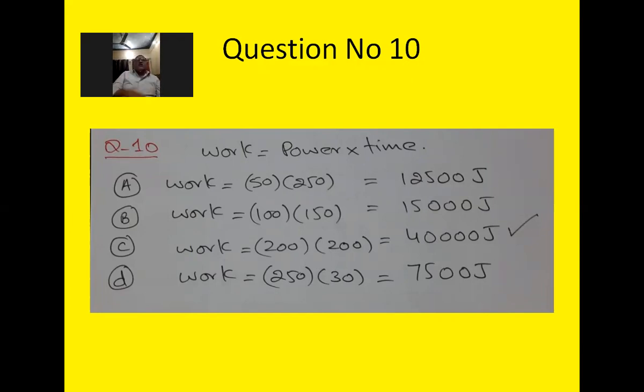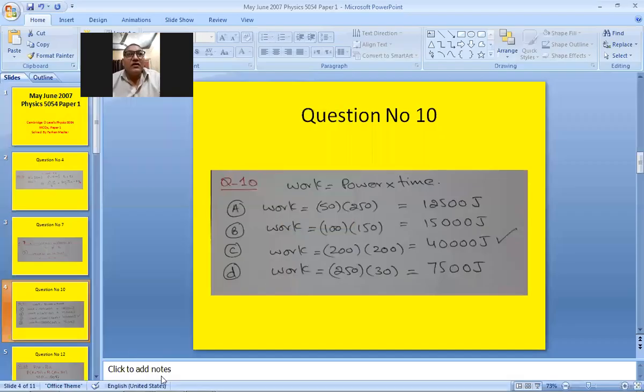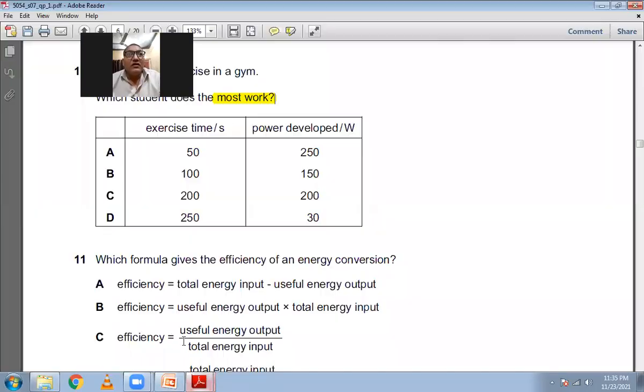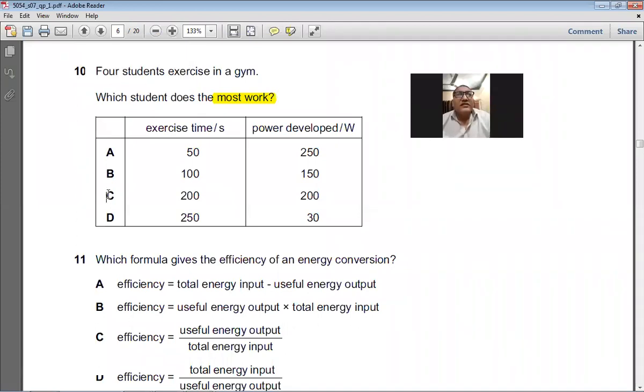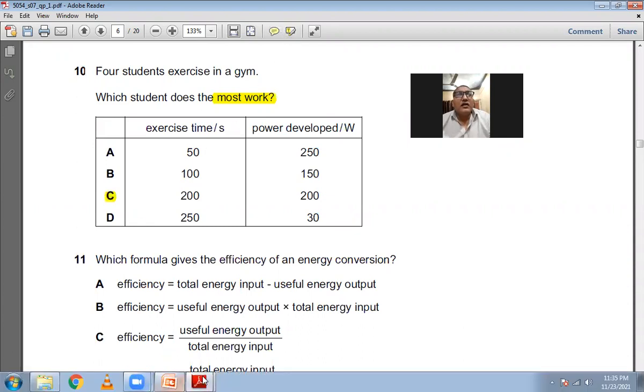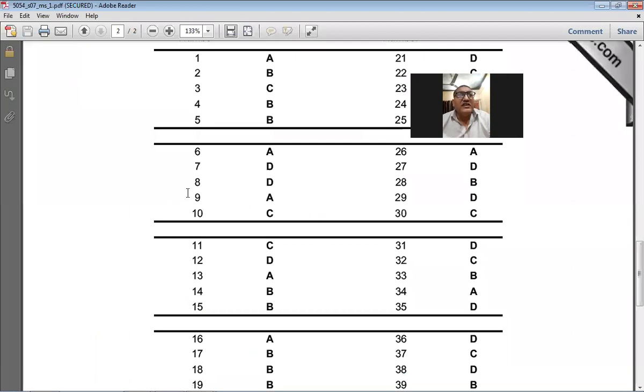So the most work done is 40,000 joules, and that is done in the C option. So the option will be C. So question number 10, C looks the best option to me. Okay, the C is the right option.